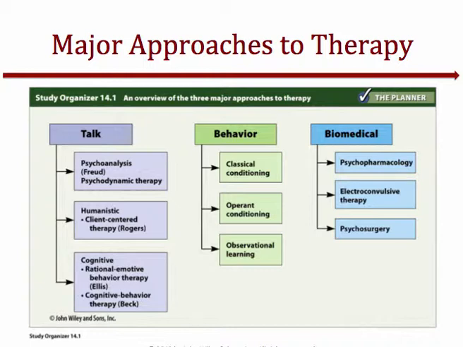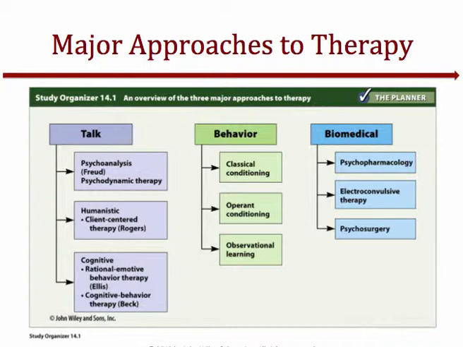So within the different talk therapies, we'll talk about psychoanalysis, again, which is the very first type of therapy that was developed really by Freud, and its more contemporary version, psychodynamic therapy. We'll talk about humanistic psychotherapy, which is often called client-centered therapy, developed by Carl Rogers. And then we'll talk about two different forms of cognitive therapy, one called rational emotive behavior therapy, and one called cognitive behavior therapy that I just mentioned.